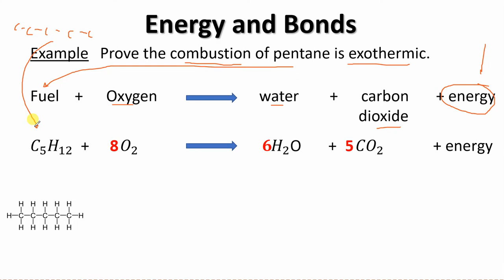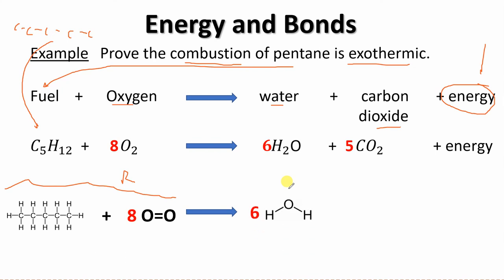So I've drawn out pentane. Now, I'm going to have to draw out 8 oxygen gases. Remember early on, we drew oxygen with a double bond. So we have 8 of these double bonded oxygens to deal with. Those are going to represent our reactants, right? Reactants are on the left side of our arrow. All right, and on the other side, we're going to have our products. So our products are made up of 6 H2Os and 5 carbon dioxides. So these are our products.